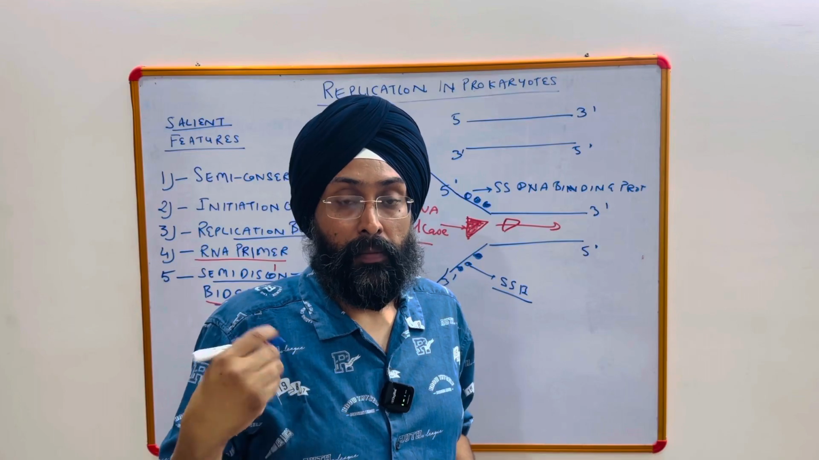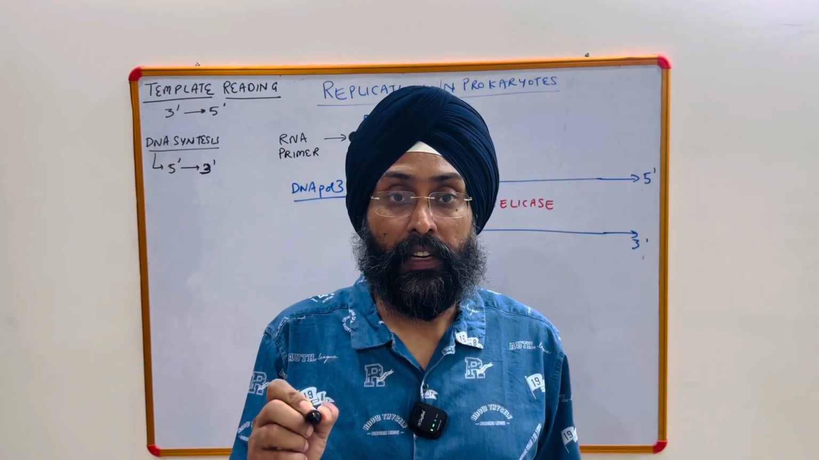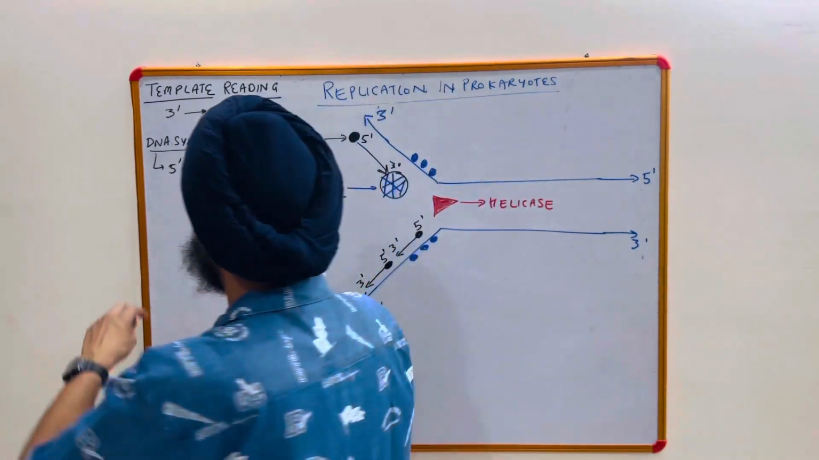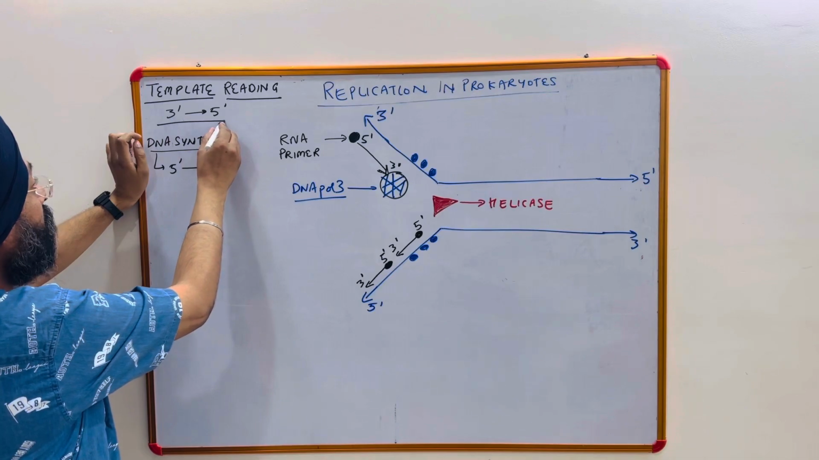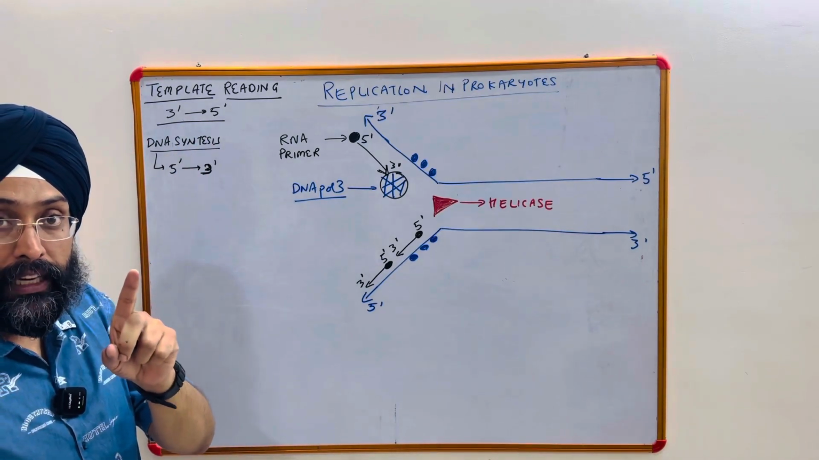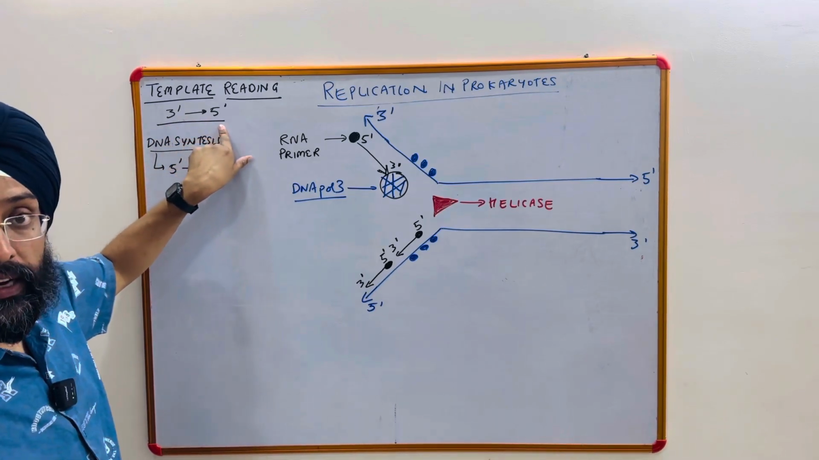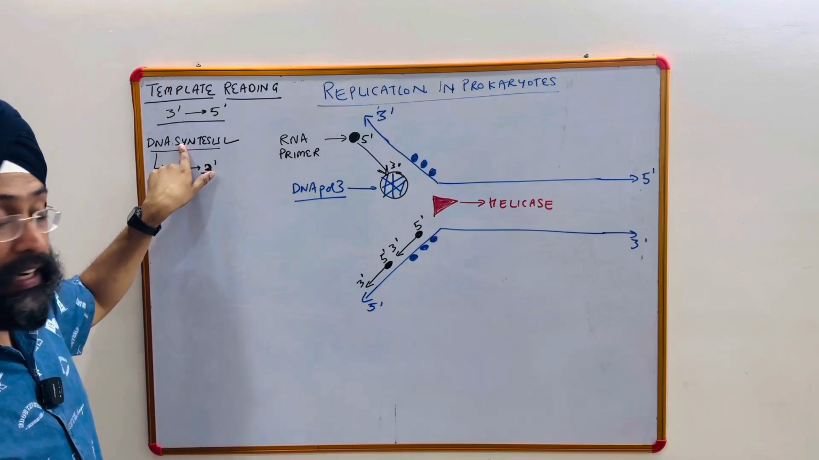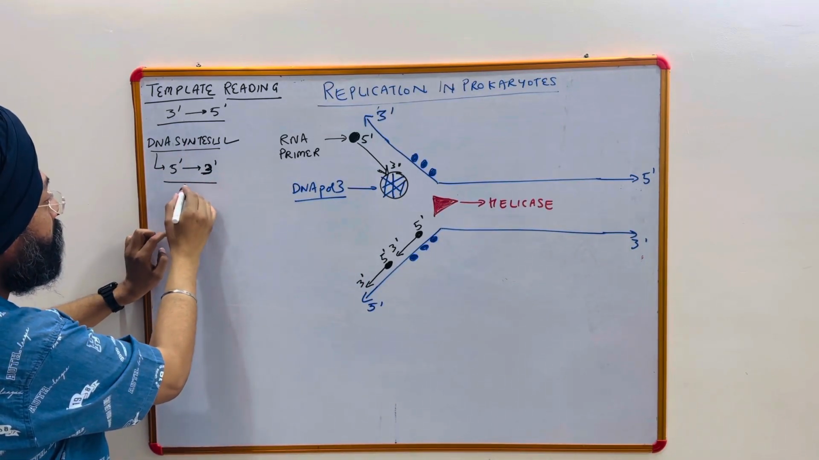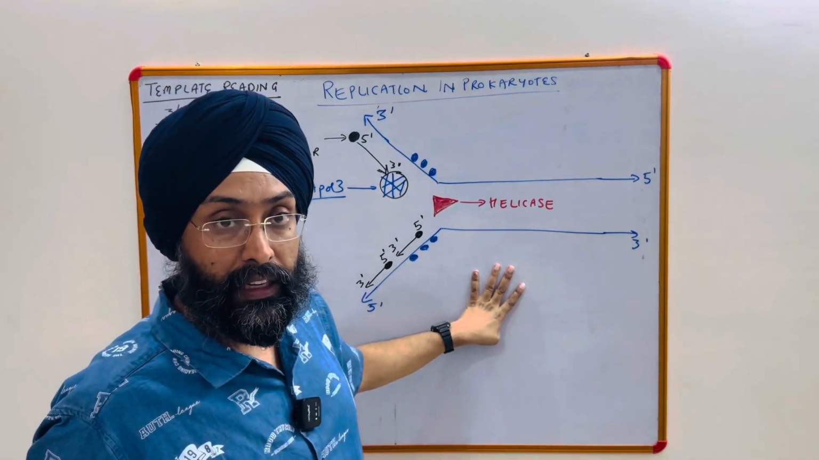Now we'll start with the process of replication. To remember this, I will give you one mnemonic: you will always see the template in the 3 prime to 5 prime direction, right? T for template and T for 3. So the template is in 3 prime to 5 prime direction, and DNA synthesis, as 5 resembles S, will occur in 5 prime to 3 prime direction, right? So this is the basic diagram of replication.